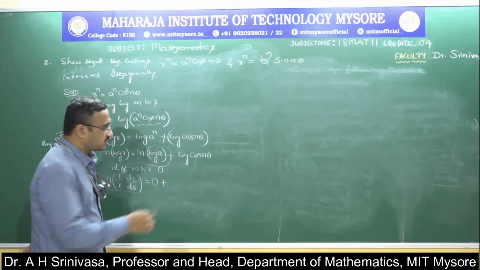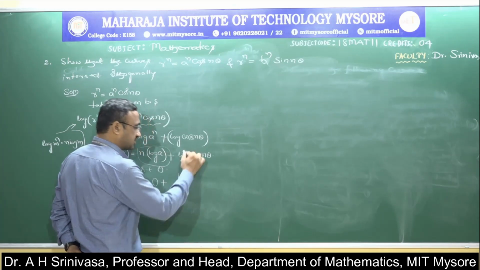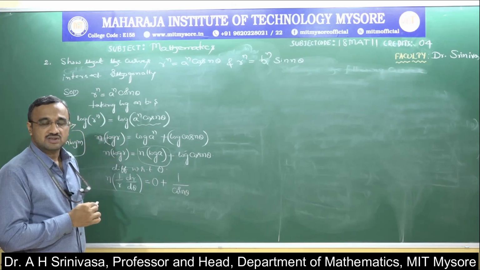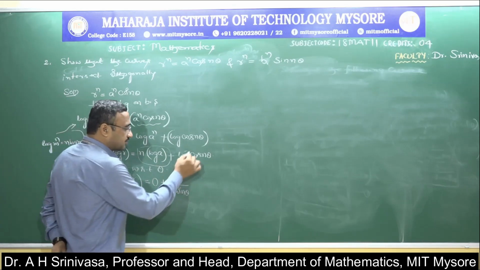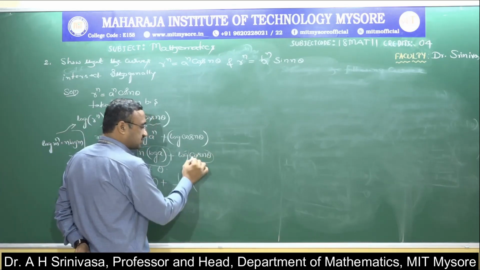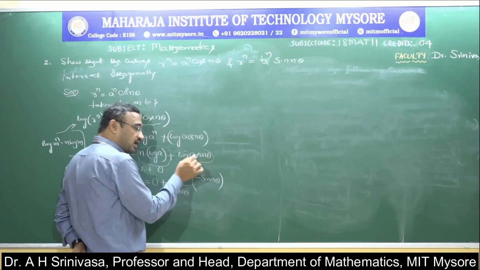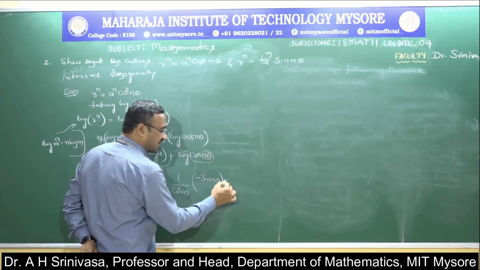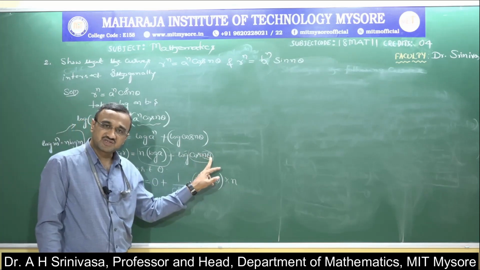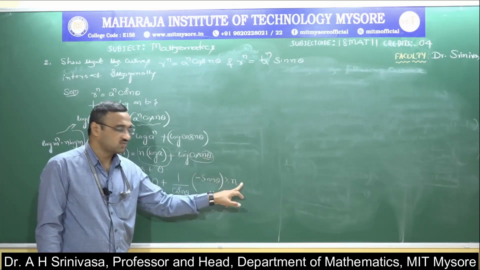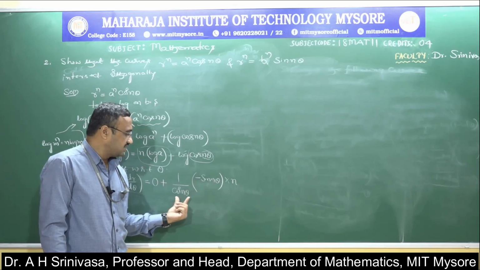Plus, what about the differentiation of this one? Log is as usual 1 by cos n theta. First I differentiate the function: the differentiation of log of a function is 1 by that function. Then I have to differentiate the angle. The differentiation of cos is minus sine n theta. And also one more thing: differentiation of the angle gives n into 1, n is constant, and differentiation of theta with respect to theta gives 1. Finally, we get minus sine n theta by cos n theta.